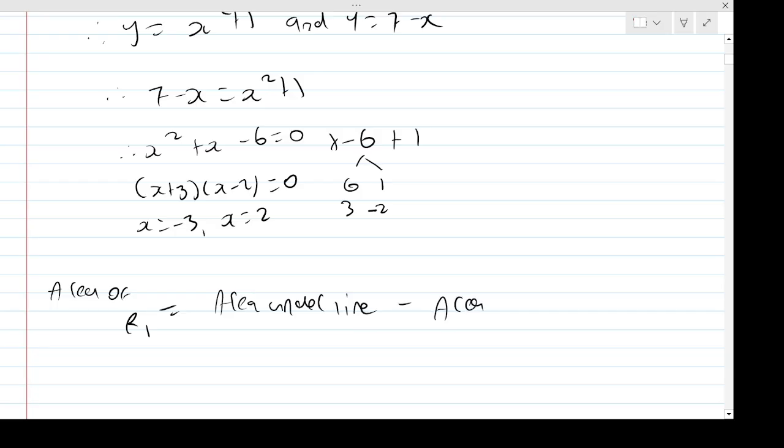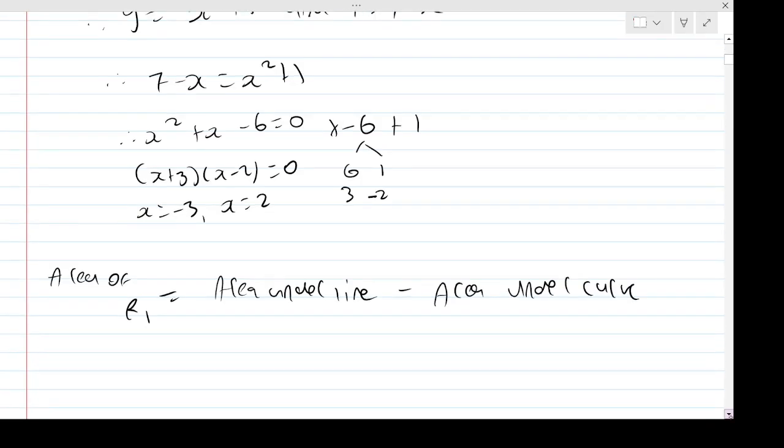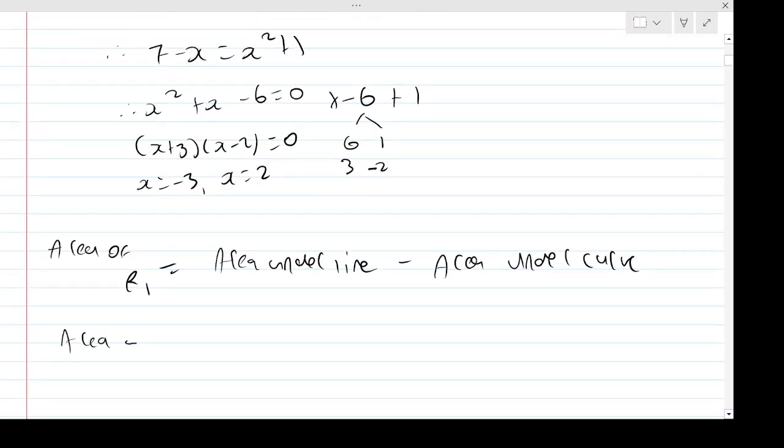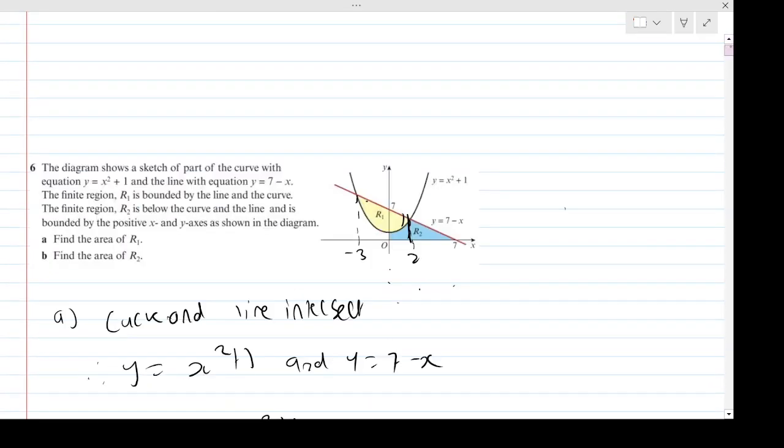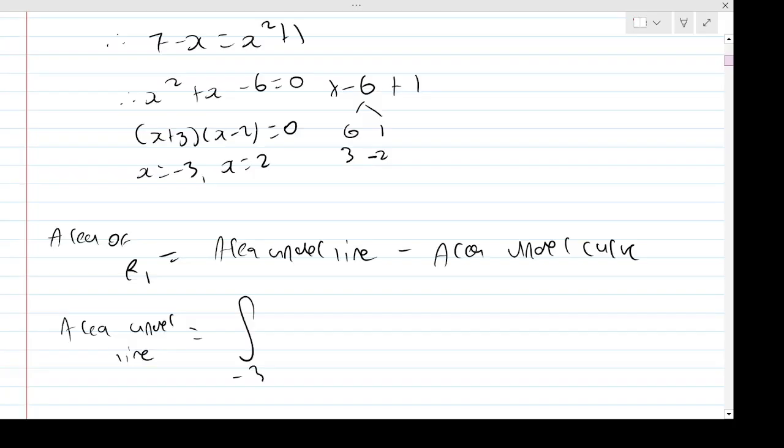And again, I'm just going to integrate the line firstly to find the area under the line. If I get another trapezium, I'll work out the trapezium to give an alternative way of working things out. But the area under the line here is just the integral between -3 and 2 of the line. And the line is 7 minus x. So we just integrate that.